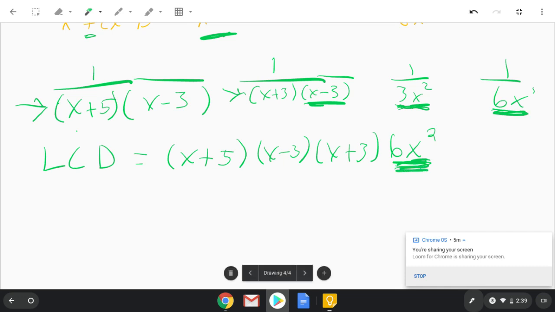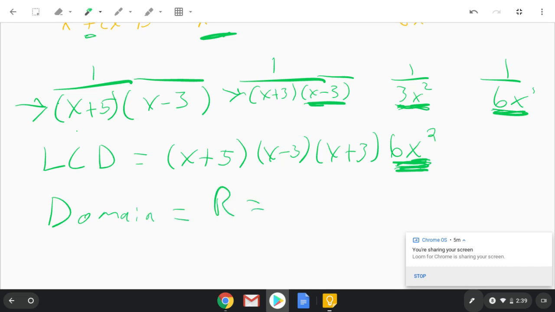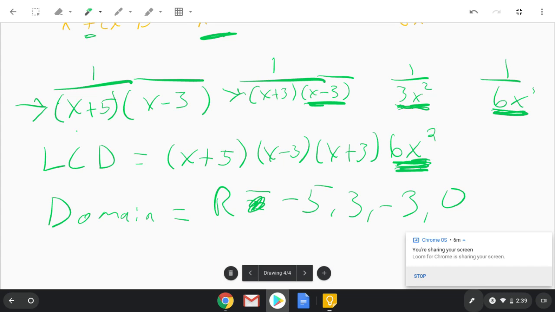All right. The domain is all numbers except -5, +3, -3, and 0. Those are the numbers that x is not allowed to equal. All right, there you go. Hopefully that's a good foundation for you for finding the LCD.